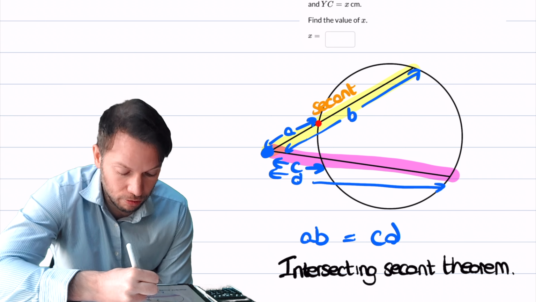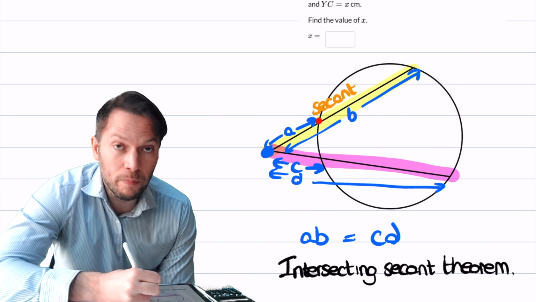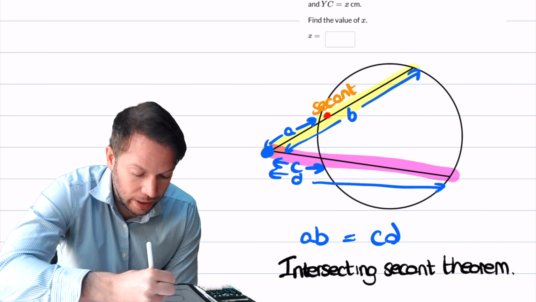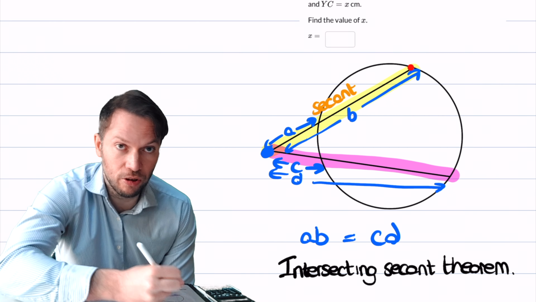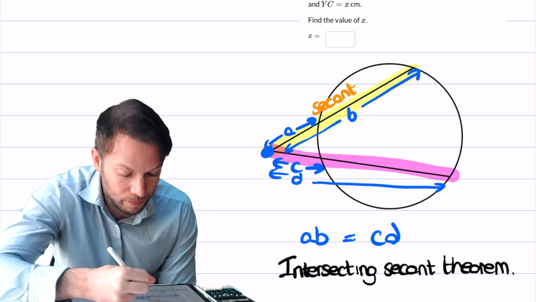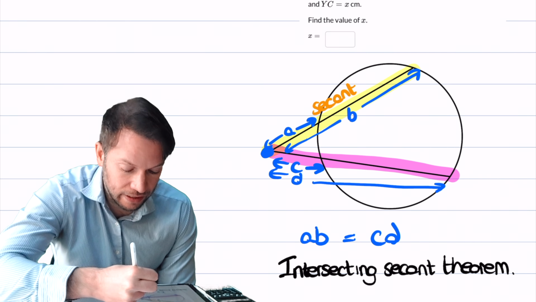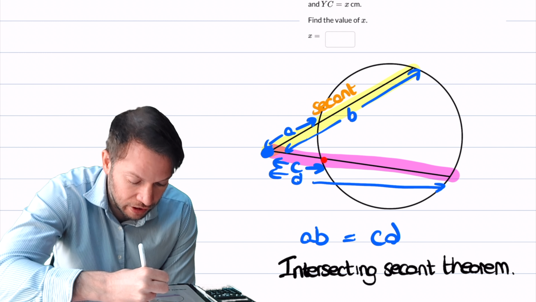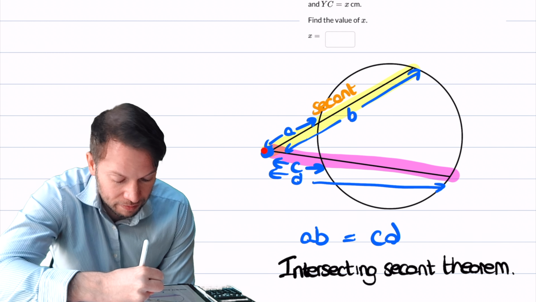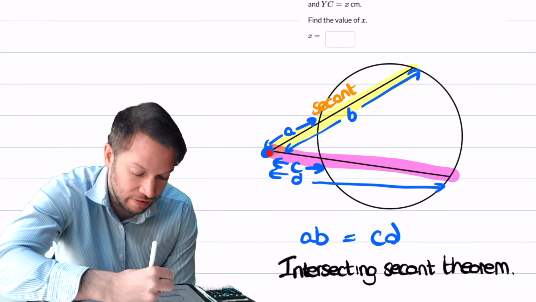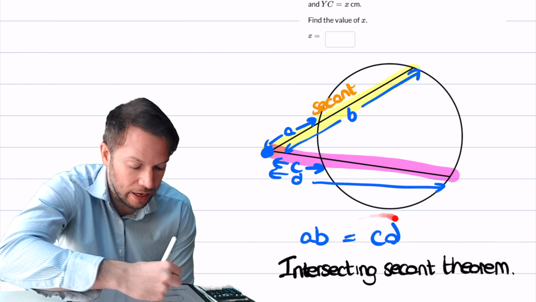And the intersecting secant theorem says that the length from this point outside the circle to the first point where the secant crosses the circle, so that length of A, if you multiply it by the length from this same point to the second point it crosses the circle, where it exits the circle, so A times B, will be the same as when we do it for the other secant. So this length of C to the first point it cuts the circle, times, from this point, the length to the second point it cuts the circle, so C times D. So we get that equation there.